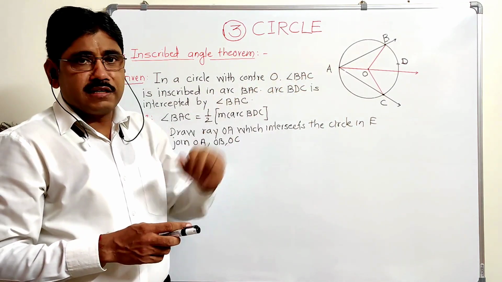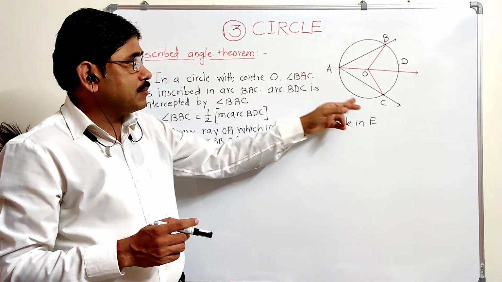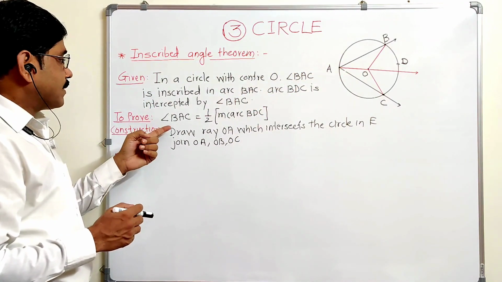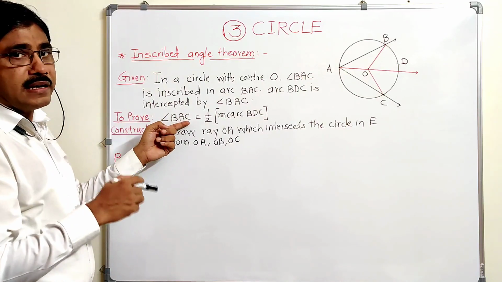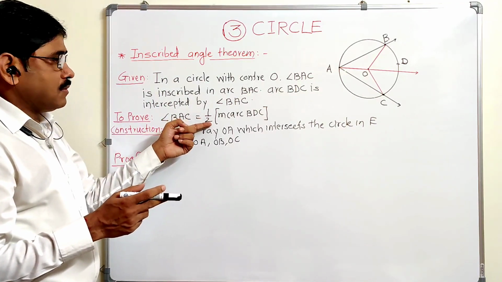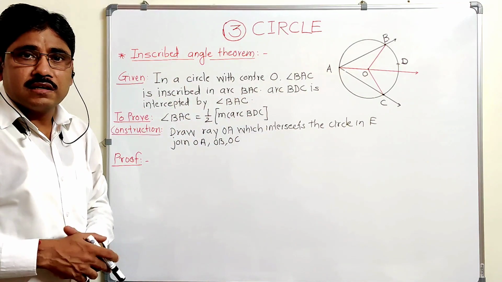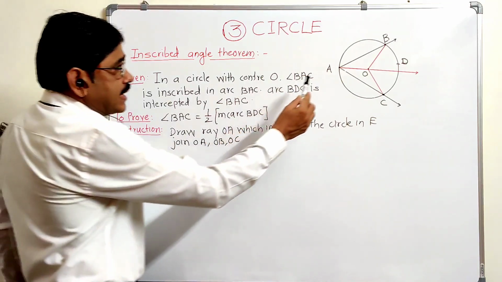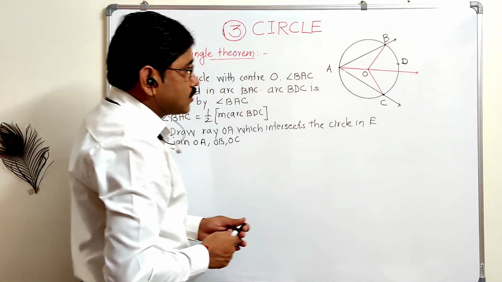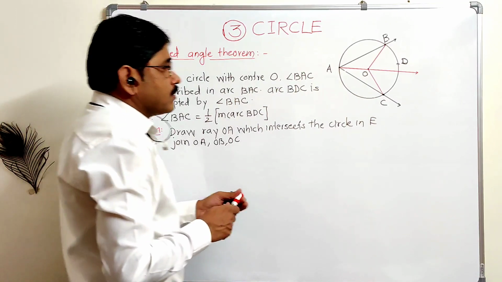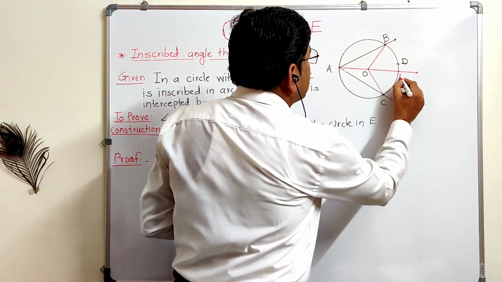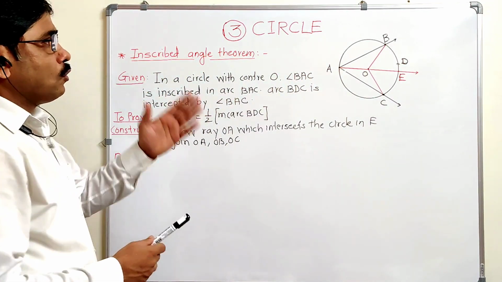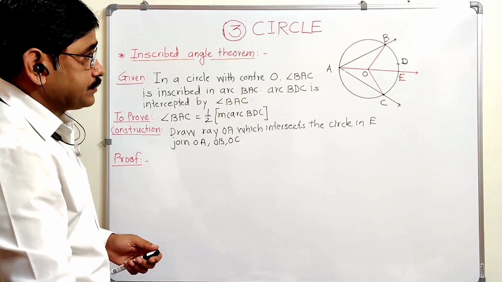Angle BAC is inscribed in arc BAC and intercepts arc BDC as shown in the figure. Then what we have to prove? Measure of angle BAC, that is the inscribed angle, is equal to half the measure of arc BDC, meaning the intercepted arc. Now the construction is there. Draw this ray AO passing through this center O, which intersects the circle in point E. Here it is E. Then join OA, OB and OC.